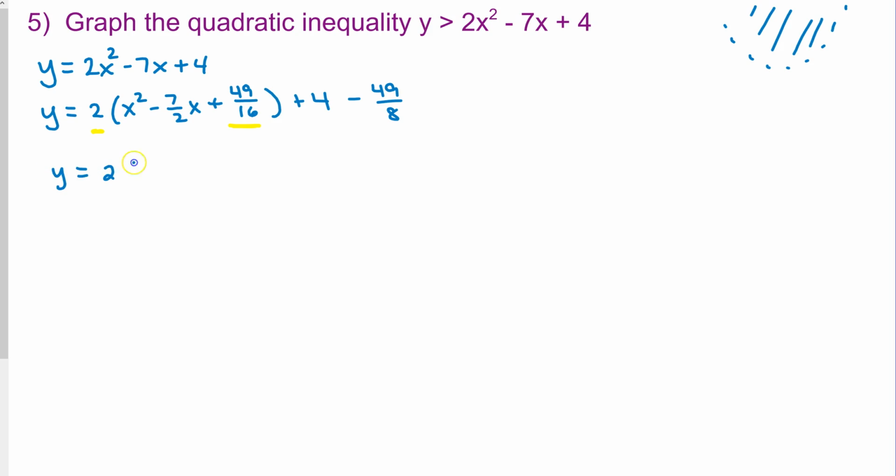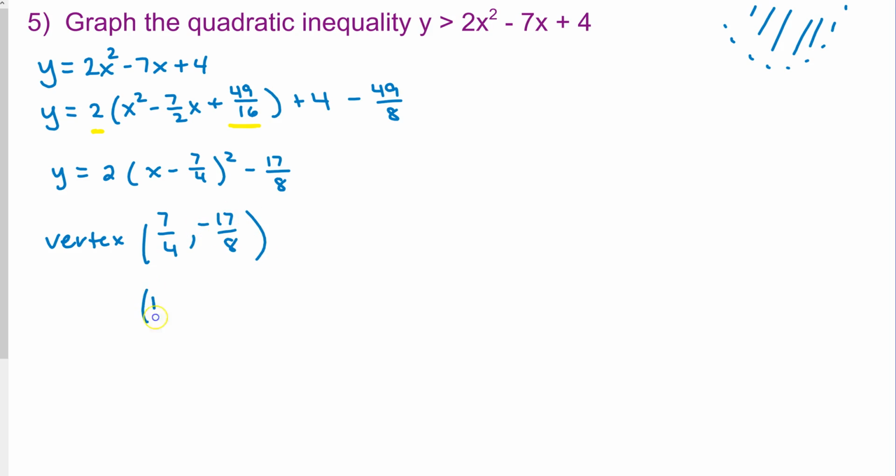So we can now write this as y equals 2 times the quantity x minus 7 fourths squared plus, well, let's see, 4 over 1 is the same as 32 over 8. So those are going to add together to be minus 17 eighths. Okay, so not the most user-friendly numbers in the world. The vertex is 7 fourths, negative 17 eighths. So that would be 1 3/4, negative 2 1/8.